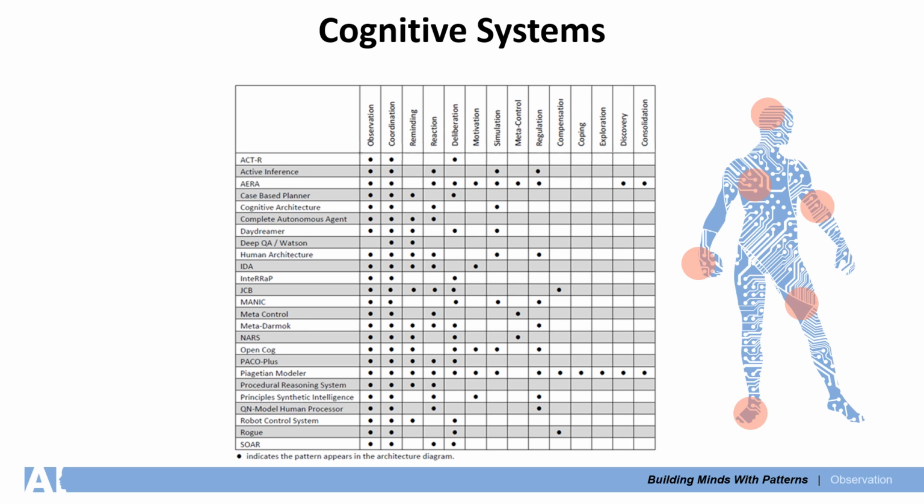There are a number of cognitive systems that have been researched extensively. Here is a chart of some cognitive systems and the design patterns they implement. Cognitive systems which have the observation design pattern are highlighted in the first column in yellow with a red outline on the cognitive system chart.